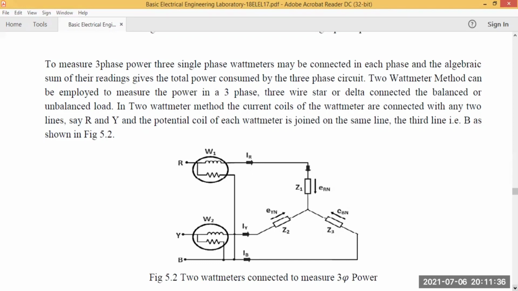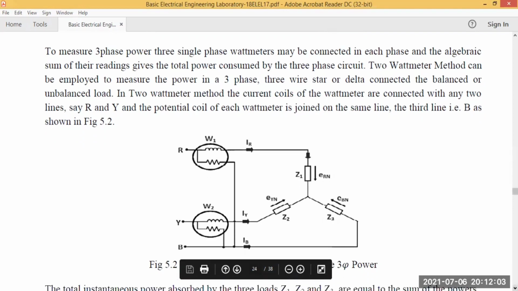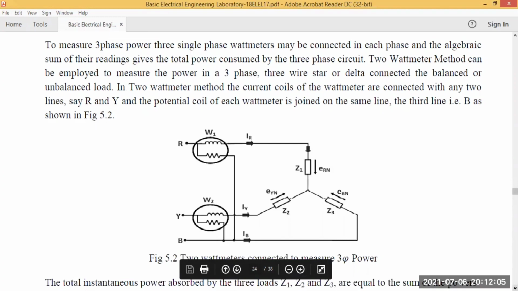In the two wattmeter method, the current coils of the wattmeters are connected with any two lines, say R and Y, and the potential coil of each wattmeter is joined to the third line, which is B, as shown in the figure. You can see here R is connected to one wattmeter, Y is connected to W2, and the remaining resistance has to be connected in series. It will be either in star or in delta form. But here the two wattmeters are connected to measure the three-phase power.